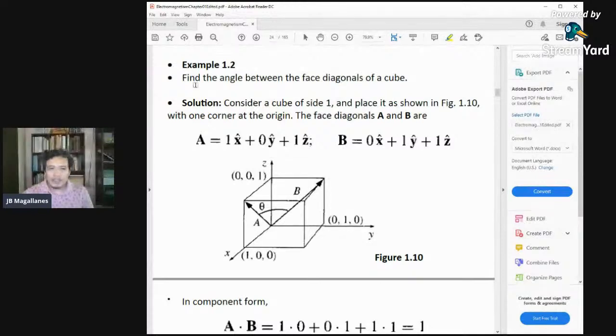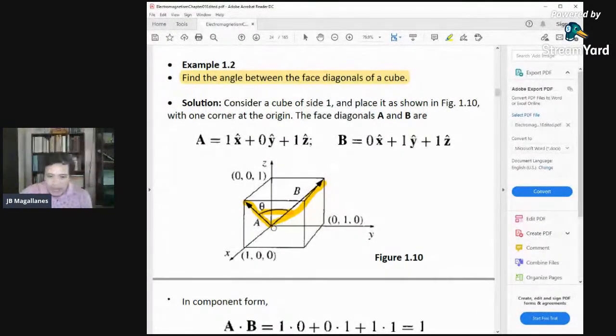You will find the angle between the face diagonals of a cube. The face diagonal is this one. It's lying on the face of the cube, and then the other diagonal would be here. So there is an angle between A and B. They're connected tail to tail.